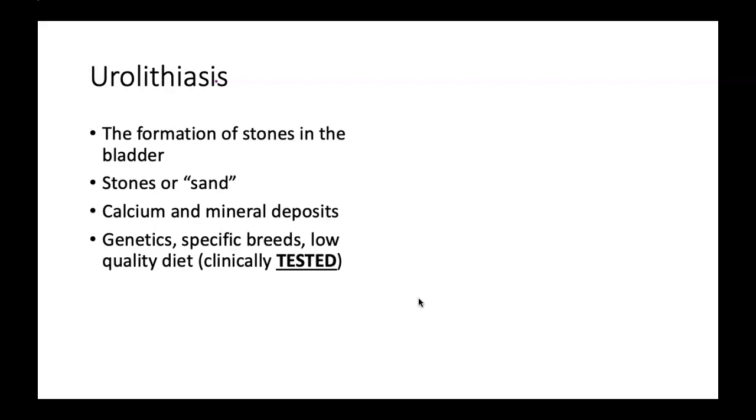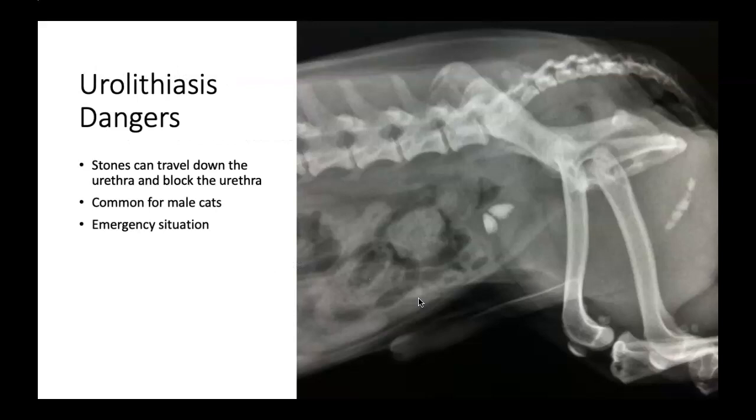In order to prevent urolithiasis, one thing that we should consider is definitely getting a clinically tested food from the veterinarian. So Schnauzers and Dalmatians are probably both the number one breed of dogs to get urinary stones and urinary crystals. So of course the danger with urolithiasis is that these stones in the bladder can travel down the urethra and block the urethra.